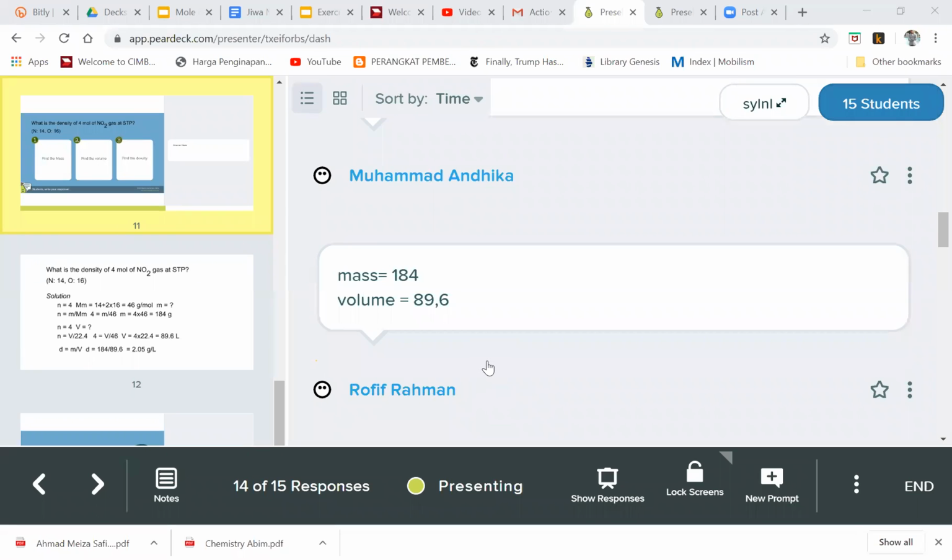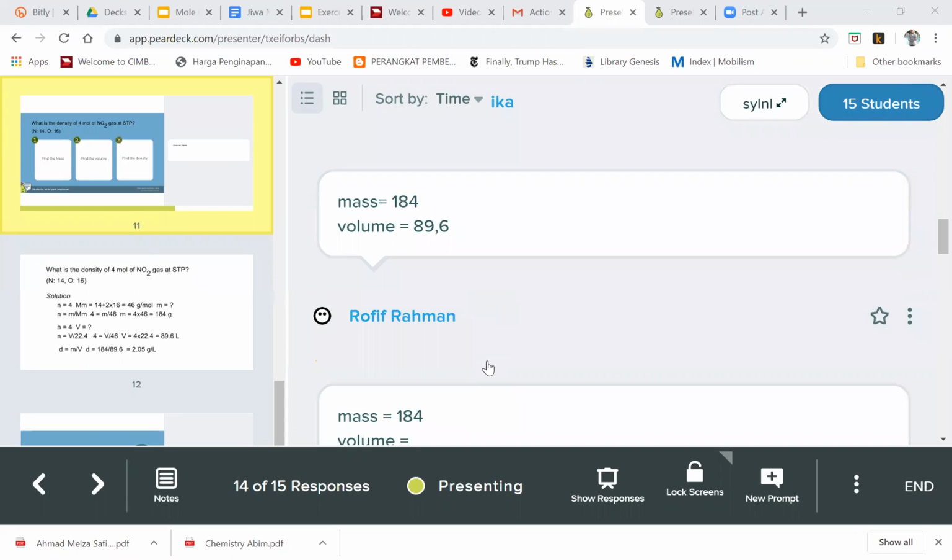The mass and the volume are true. Find the density. Do you know how to find the density, guys? How to find the density? Anyone can help me? Yes, mass divided by volume. Mass divided by volume. Yeah, thank you, Alfie. So if you already find the mass and the volume, you will divide mass over volume, so you will get the density.